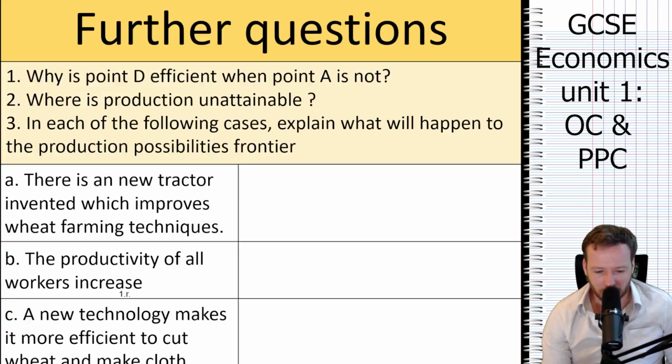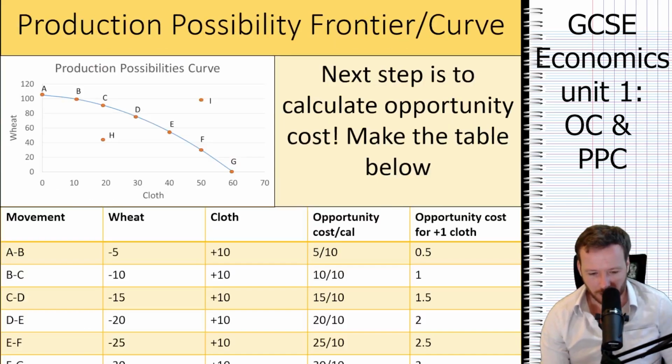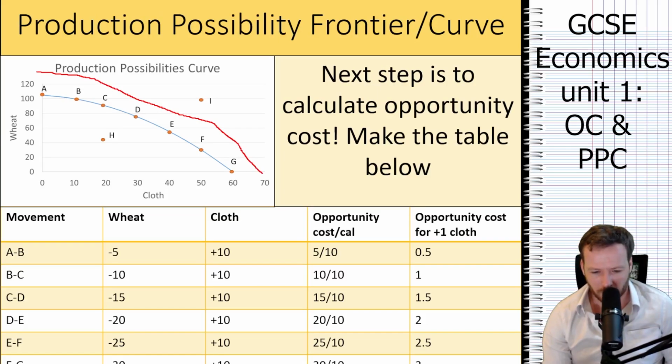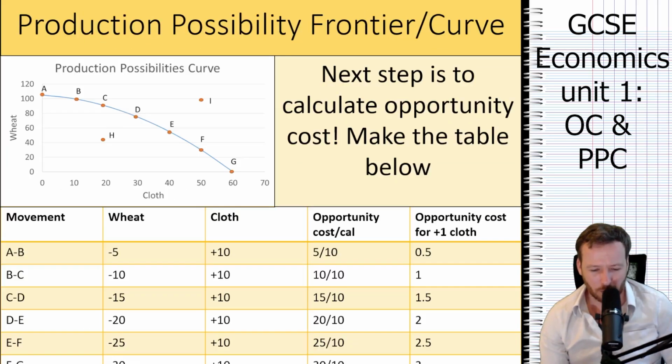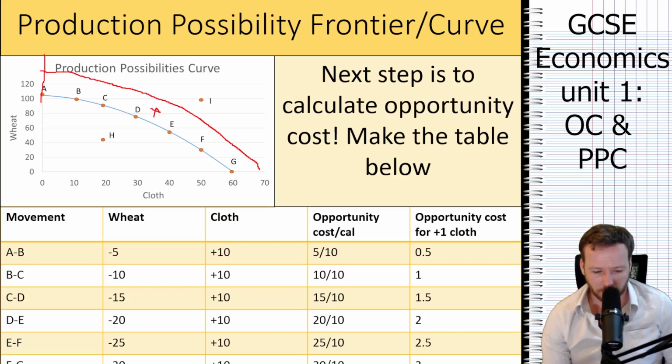Next, the productivity of all workers increases. In this case, the whole curve would shift out because of wheat and cloth. Now we can produce more and we're closer to I. Ignore the dodginess of the curve. And for the third case, new technology makes it more efficient for both of them. Same again. Dodgy curve, but you get the gist of what I'm trying to say. Draw the little arrow. There we go.